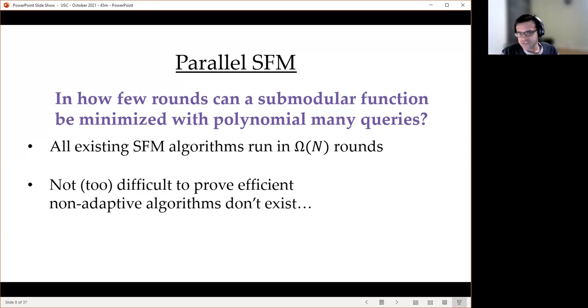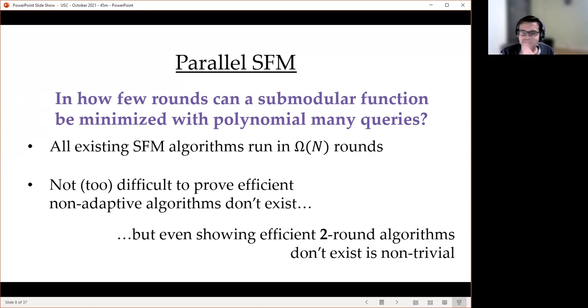Now, it's not too difficult to show that if you look at only non-adaptive algorithms whose questions are fixed upfront, you need to really ask almost all the sets. Okay, and the reason is, if you have missed out a bunch of sets, then I can design a submodular function which minimizes in a set that you've not asked, etc. So it's not trivial, but not too hard to prove that non-adaptive algorithms must make exponentially many queries.